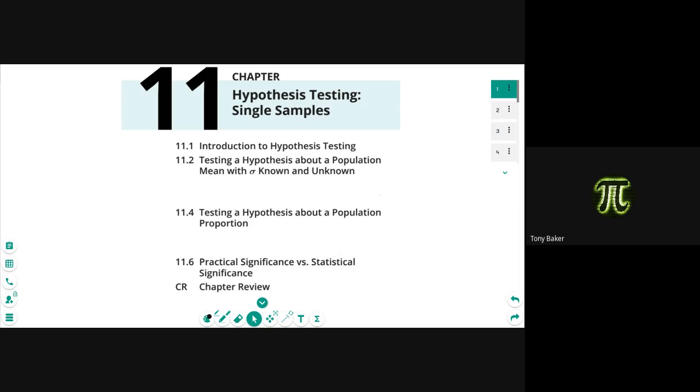Okay, so we're going to start looking at what's known as hypothesis testing. In chapter 10, we did confidence intervals. With confidence intervals, we looked at both directions and were trying to determine where we think the values would fall. And with hypothesis testing, we're going to do basically the exact same thing.